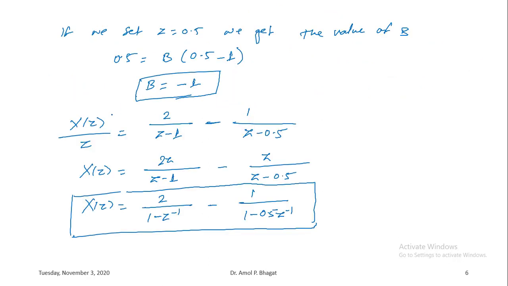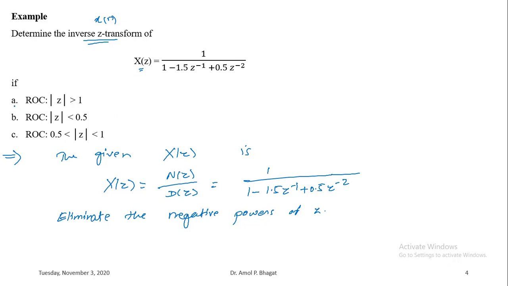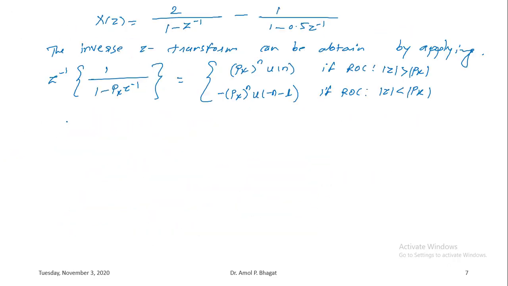So we have been provided with three conditions in the example. First condition, ROC mod z is greater than 1. Okay, so as per the first condition, ROC mod z greater than 1, right? The signal is causal, right?